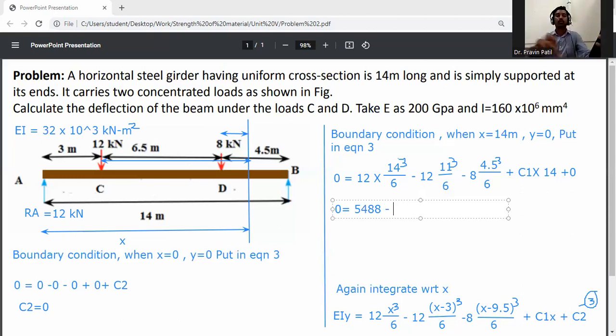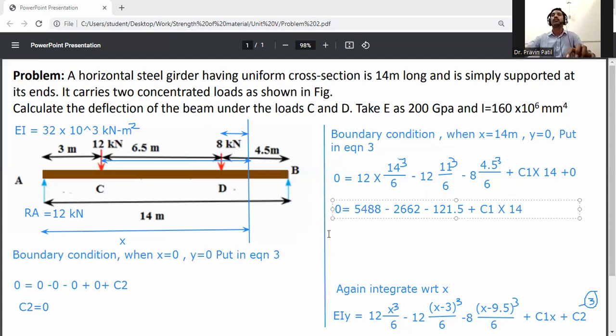So it will be 2662, then minus 4.5 raised to 3 divided by 6 into 8. It will be 121.5, then plus C1 into 14.